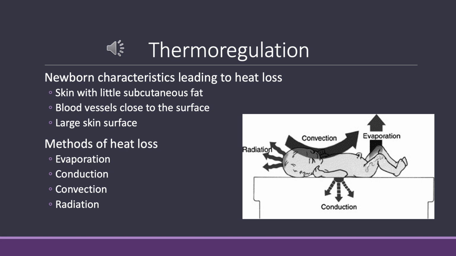Then the blood vessels are close to the surface of the skin, and they have little subcutaneous fat to provide a barrier to heat loss. There are 4 primary methods of heat loss in neonates. The first one is evaporation. This is when the air drying the skin results in cooling.